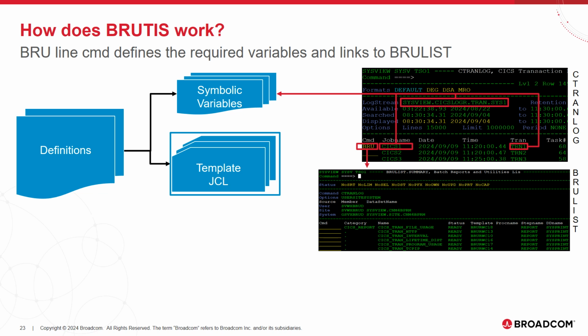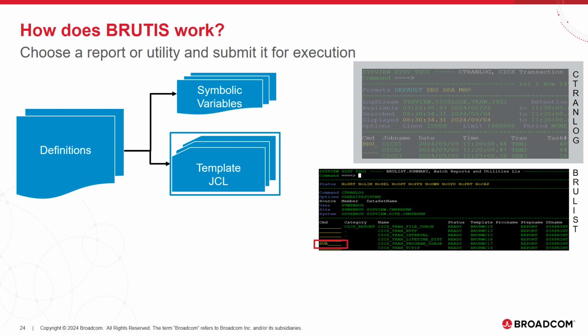Next, the BRU list command is launched to show you a subset of the list of reports and utilities that have associated symbolic variables whose values were set. In other words, the list of reports and utilities are in context of the command and its data. From the BRU list display, you can do several things, one of which is to simply submit the report that will give you the information that you need.